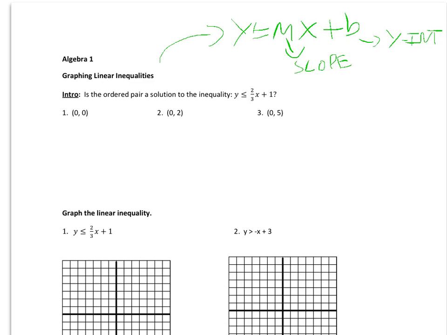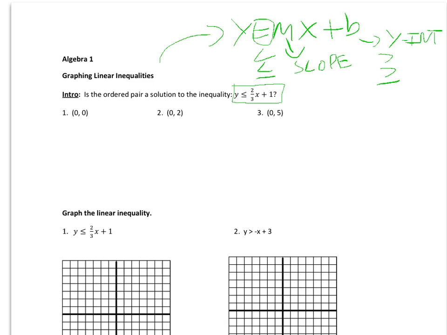Instead of having this as an equal sign, now we're going to replace it with an inequality symbol. It could be less than or equal to, or it could be greater than or equal to. Now before we get into the graphing, let's put this into perspective. Kind of have an intro right here. I have a linear inequality, so I don't have an equal sign. I have an inequality of less than or equal to. I have y is less than or equal to 2/3 x plus 1.